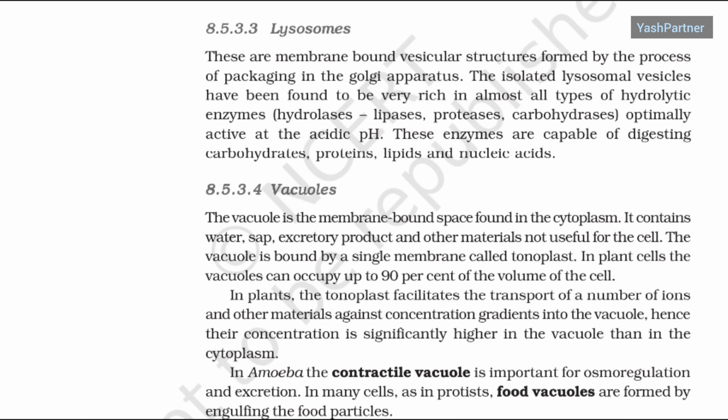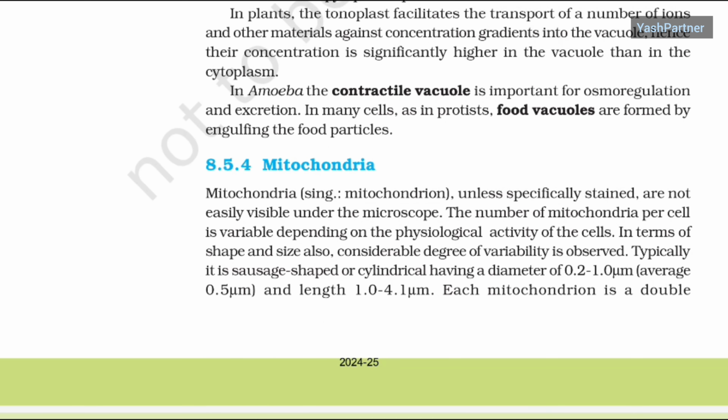In plants, the tonoplast facilitates the transport of a number of ions and other materials against concentration gradient into the vacuole. Hence, their concentration is significantly higher in the vacuole than in the cytoplasm. In amoeba, the contractile vacuole is important for osmoregulation and excretion. In many cells, as in protists, food vacuoles are formed by engulfing the food particles.